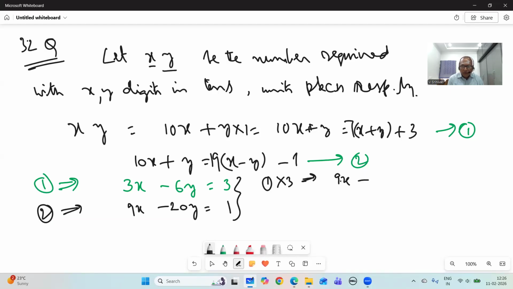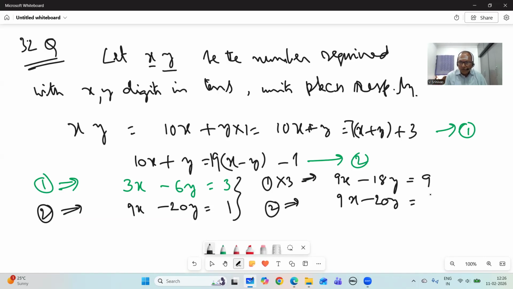9x minus 6y minus 18y is equal to 9. I am dividing this equation throughout by 3. So 3 into 3x is 9x, and then minus 6y into 3 is minus 18y is equal to 9. And take this second equation, that is 9x minus 20y is equal to 1. You compare 18 and 20, it is smaller, so subtract this equation from this.